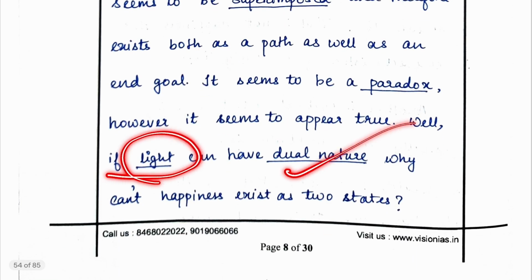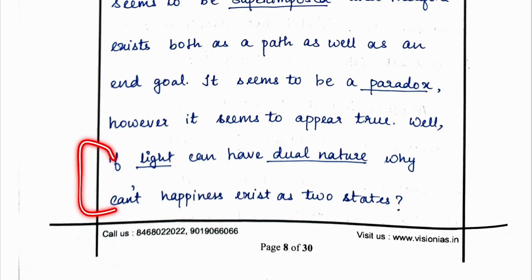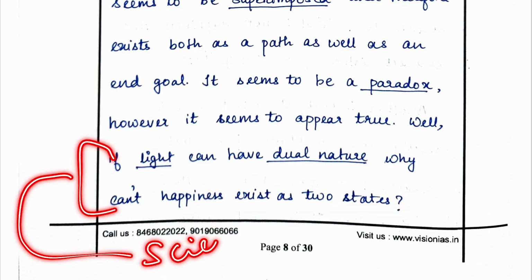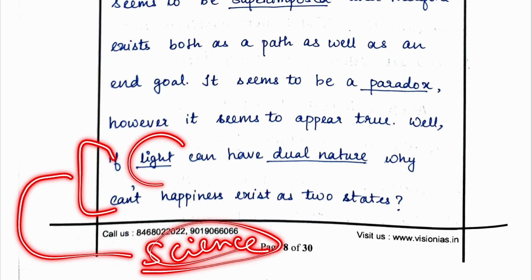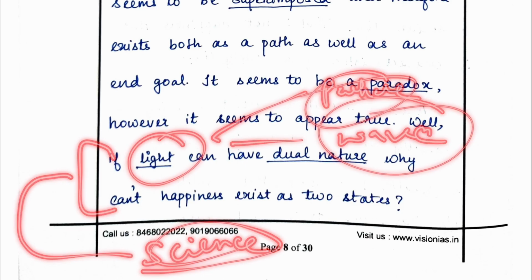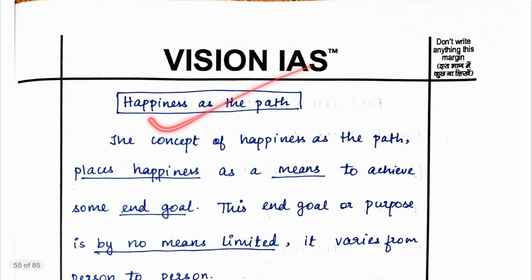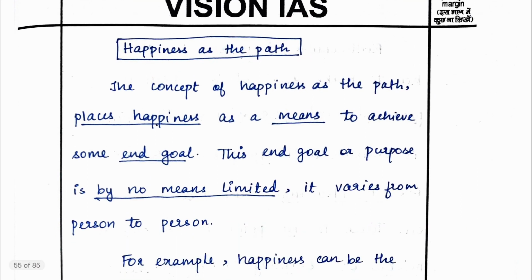Well, if light can have a dual nature, why cannot happiness exist in two states? So he is using his understanding of science, right? That light has a dual nature, particle nature and wave-like character, right? So in a similar manner, happiness can also exist in two states. Why not? Happiness as the path. So happiness as the path, this concept means happiness is a means to achieve some end goal.